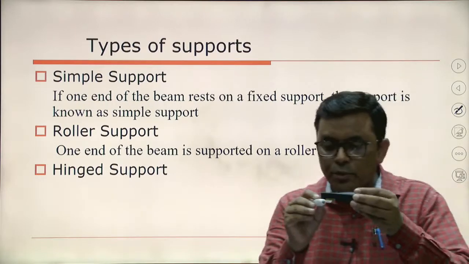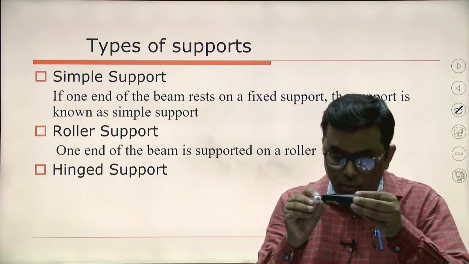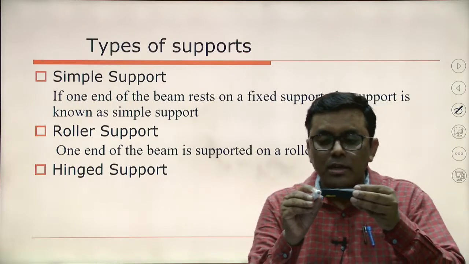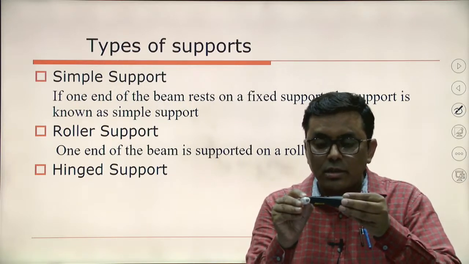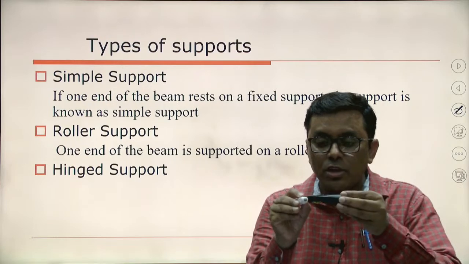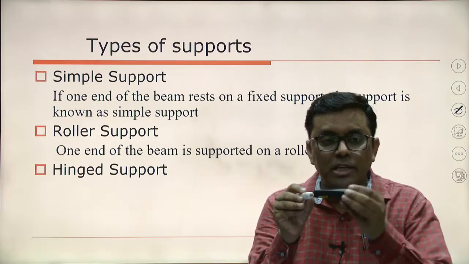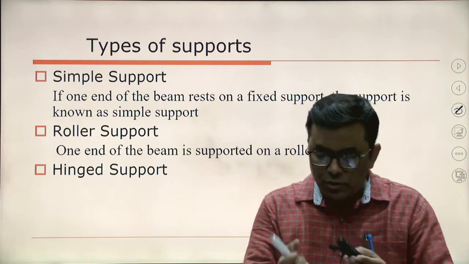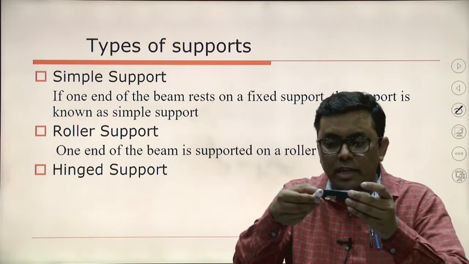Hinged support. Suppose this beam is hinged here. If this beam is hinged here, what is happening here? Neither it can move in this direction nor in this direction. Only the possibility is the rotation. Suppose, okay, so it is like this. If it is hinged, this is beam, this is the hinged one.